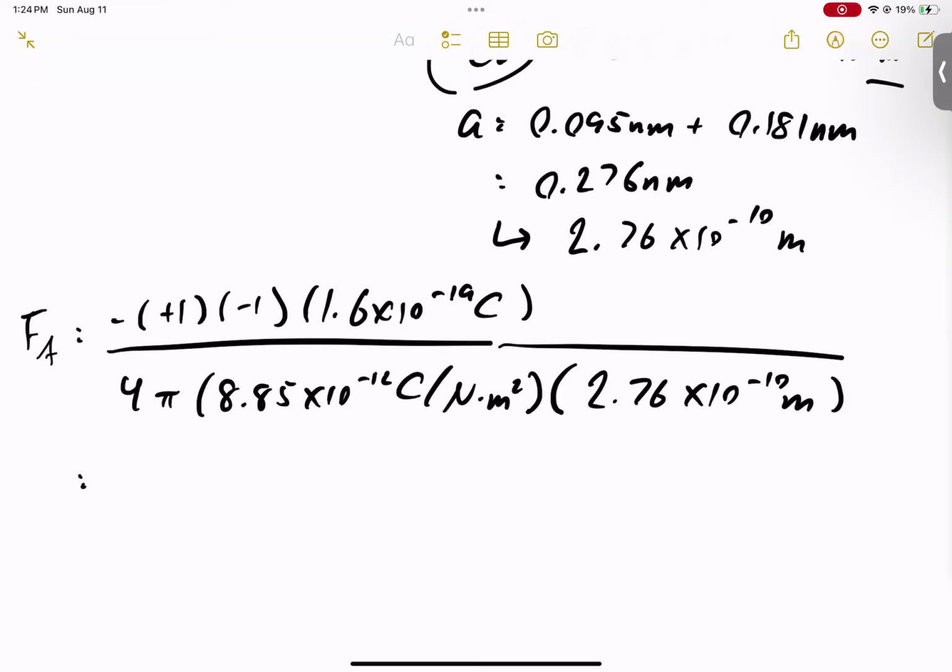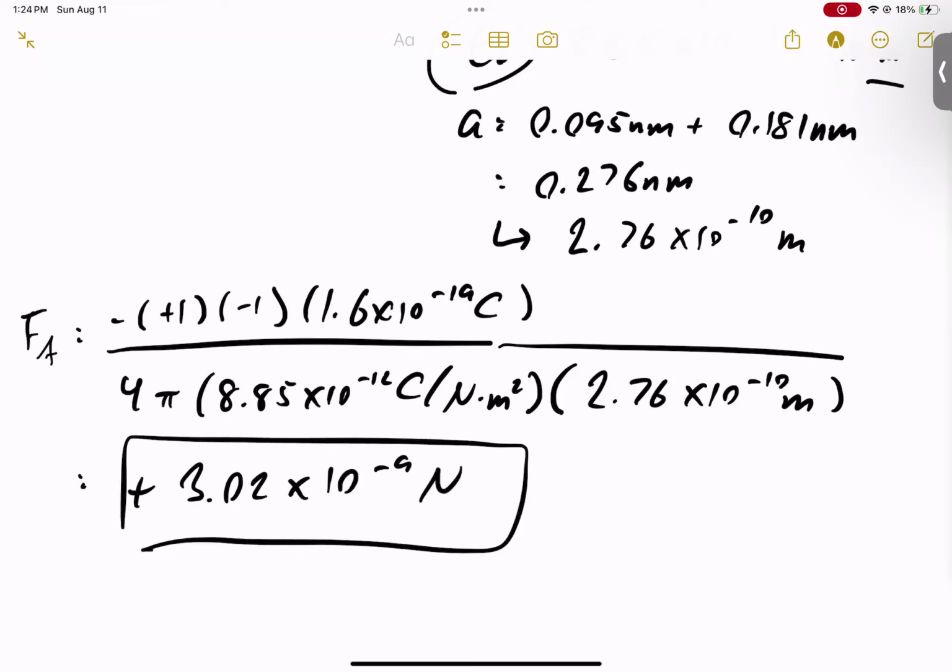and we should get an answer of positive 3.02 times 10 to the negative 9th newtons. So this is our final answer. All right, perfect. Now on to the very next slide.